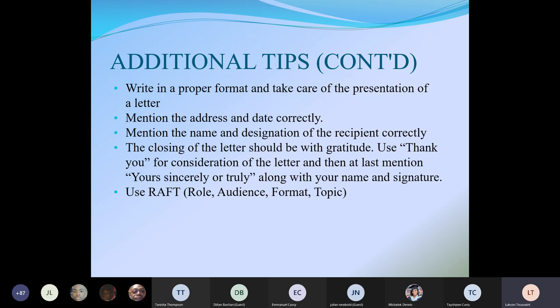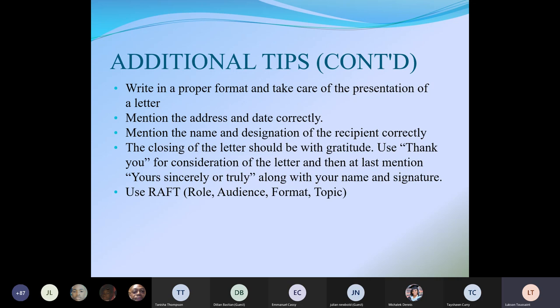All right, so write in the proper format, and make sure that it is presented with care. Make sure that you mention the address and date correctly. You also have to make sure that you mention the name and the designation of the recipient correctly. Make sure that you have all your ducks in a row. And always close with gratitude.